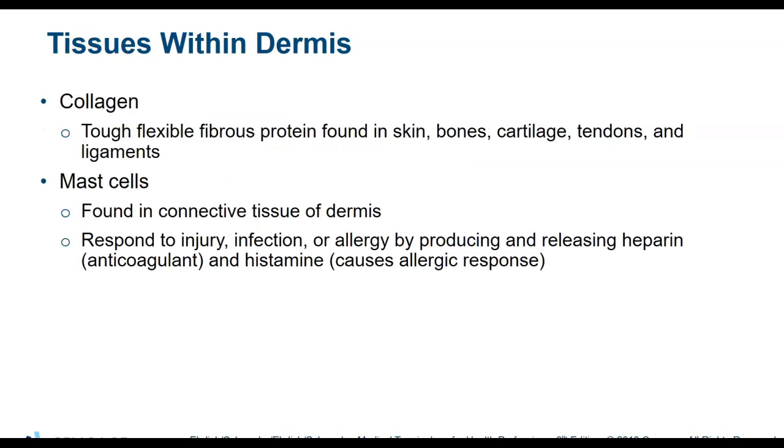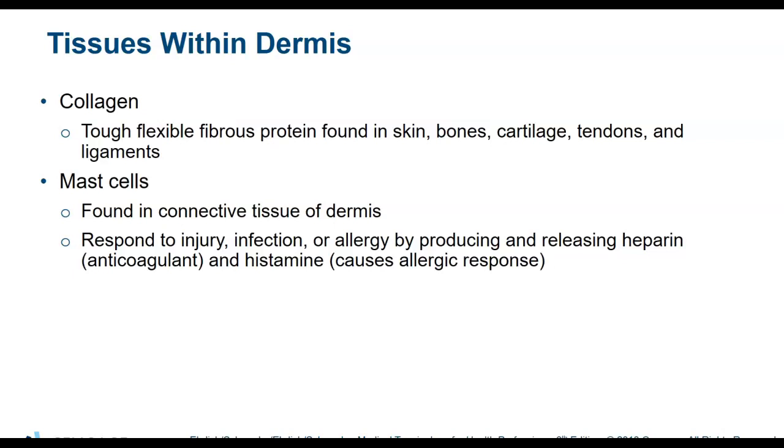Tissues that are in the dermis are collagen. These are tough fibrous protein, and we find this in the bones, the cartilages, the tendons, and the ligaments. We also have mast cells in the connective tissue in the dermis. And what the mast cells do, they are there to respond to either an injury, an infection, or an allergy.